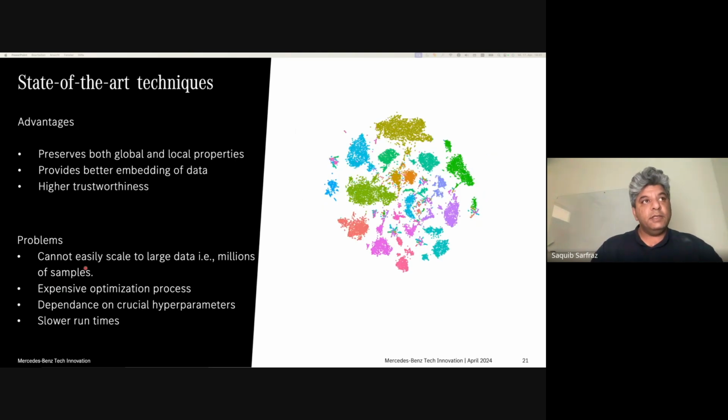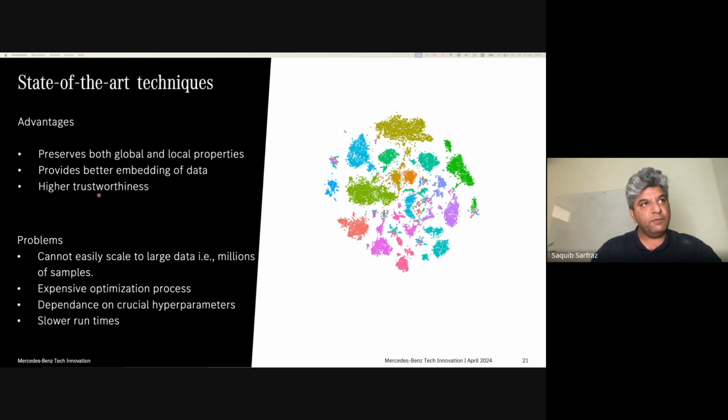Now, the advantage of these state-of-the-art techniques is that they typically try to preserve both global and local properties of the high-dimensional data, and in that sense they provide better embedding of the data with higher trustworthiness. And trustworthiness is a metric which basically measures if the neighborhood distances are preserved in a small 5 or 10 radius in the low dimension space or not. So in sklearn, you can read about it. They have implemented the trustworthiness metric as well.